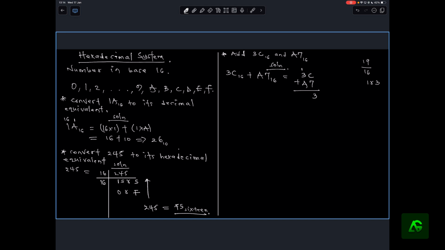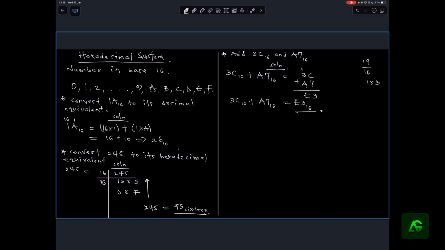So 1 plus 3 is 4, plus A. A is 10, so that is 14. We can have 14, but what does 14 represent? 14 is E. So the addition of 3C in base 16 and A7 in base 16 results in E3 in base 16.